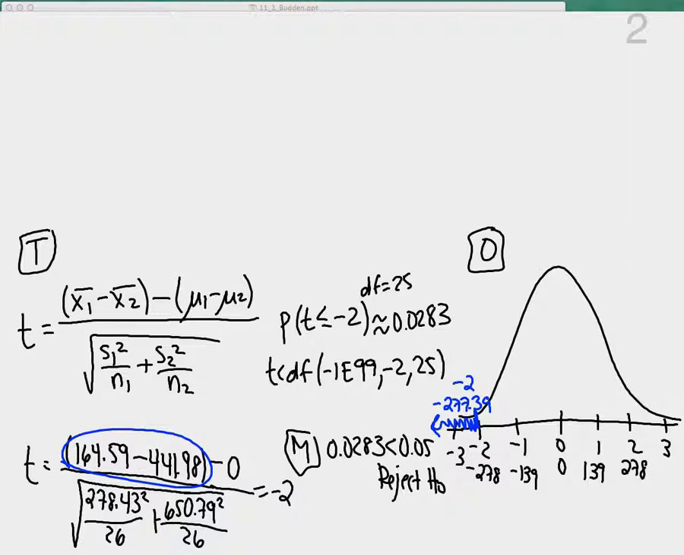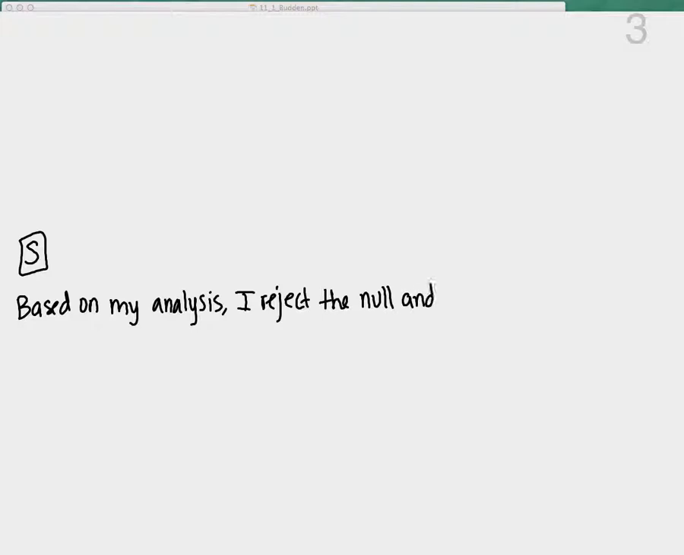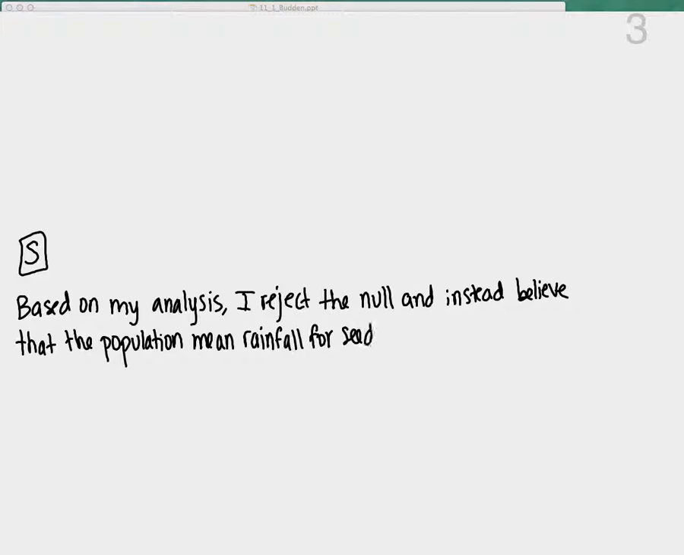Okay, last thing I want to do is write a conclusion just to get us some more practice with that. Is it roughly the same? Yep. So we're going to say, based on my analysis, I reject the null. And instead believe that the population mean rainfall for the seeded clouds is greater than for unseeded.